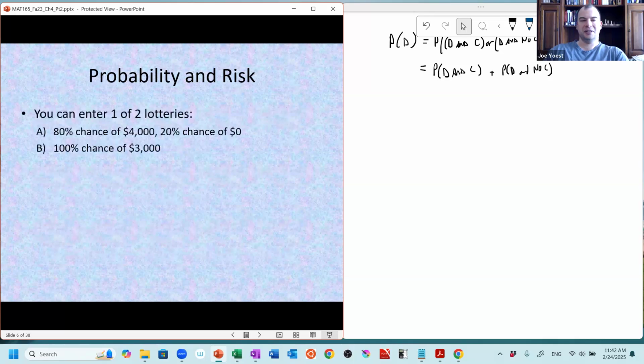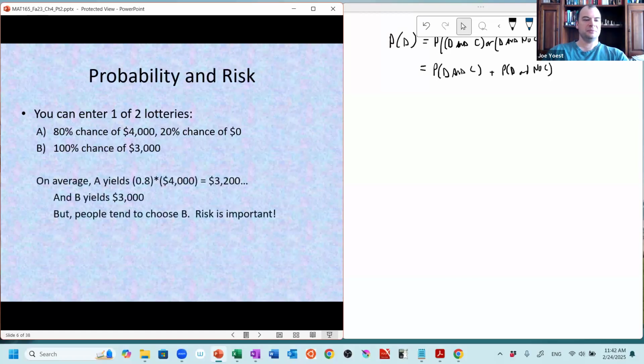So another question, this one isn't as much of a trick question, but you can enter one of two lotteries: an 80% chance of winning $4,000 or 20% chance of winning nothing, or you could have a 100% chance of $3,000. Right. Almost everybody chooses B. Almost everybody would prefer the actual certainty, in this case, of $3,000 rather than risking $0 to win only what, $1,000 more. You increase your prize money by a third, but you introduce the chance of walking away with nothing and feeling like you just gave up $3,000.